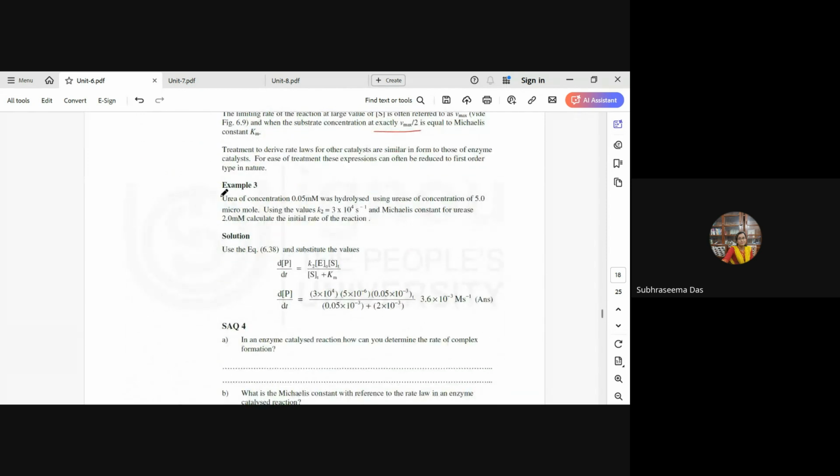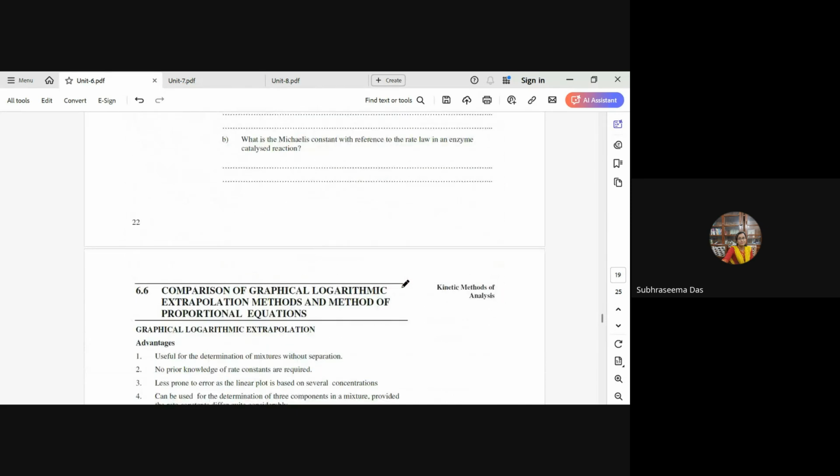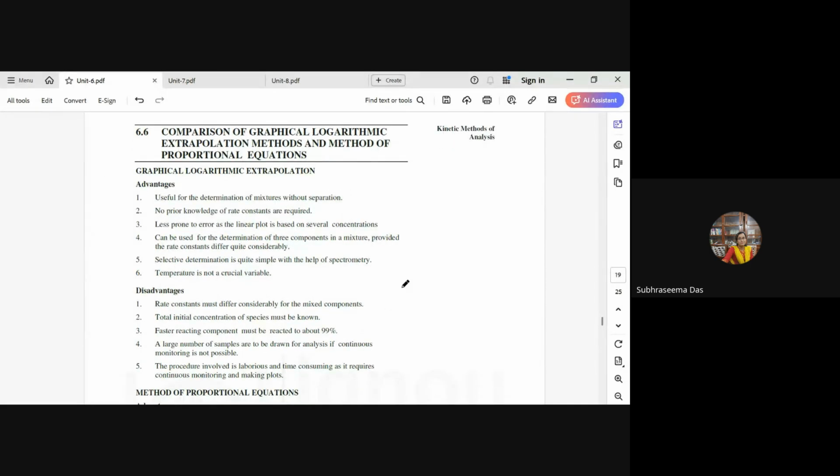And in example 3, an example has been given to calculate the rate of an enzyme catalyzed reaction. Just by simply putting in the formula, we can find out the rate that is required. Now there is a comparison of graphical logarithmic extrapolation methods and the method of proportional equations.